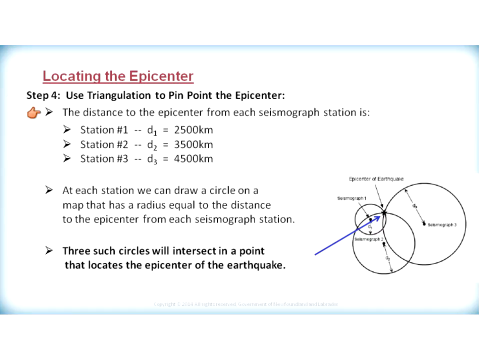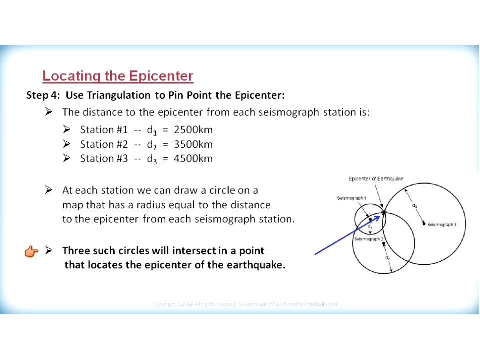The distance to the epicenter from each seismograph station will be as follows. Station 1 was 2,500 kilometers away. Station 2 would be 3,500 kilometers away. And Station 3 would be 4,500 kilometers away. Using these 3 distances, at each seismograph station, we can draw a circle on a map that has the radius equal to the distance to the epicenter from each seismograph station.